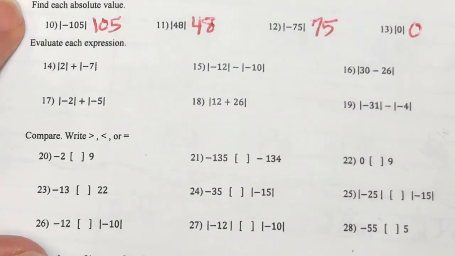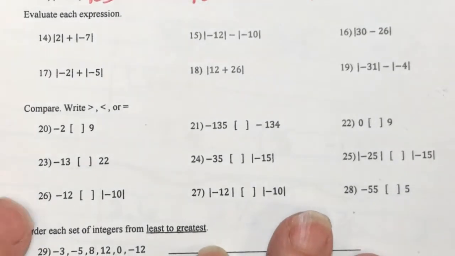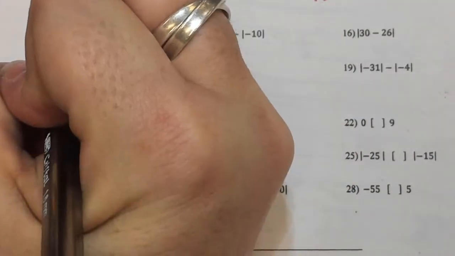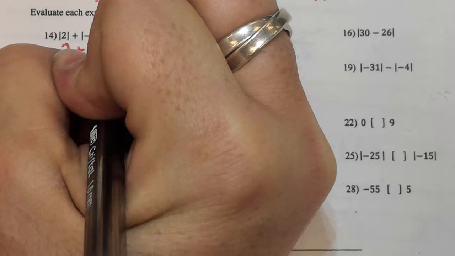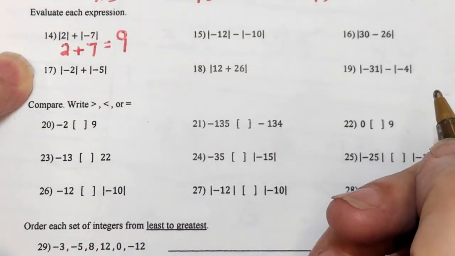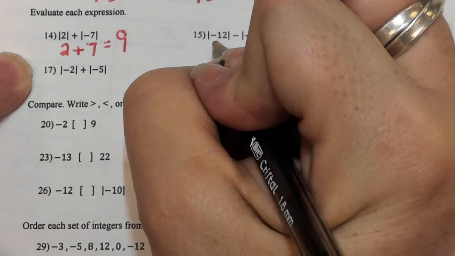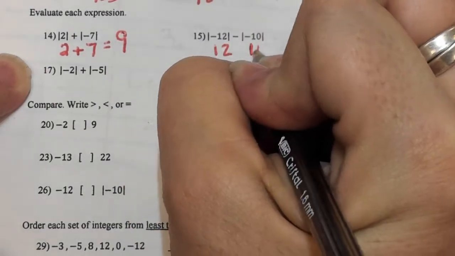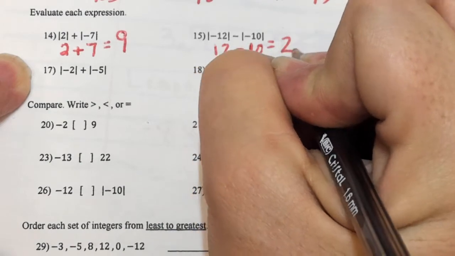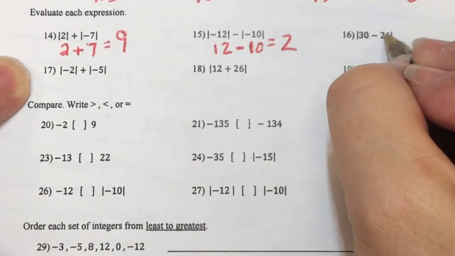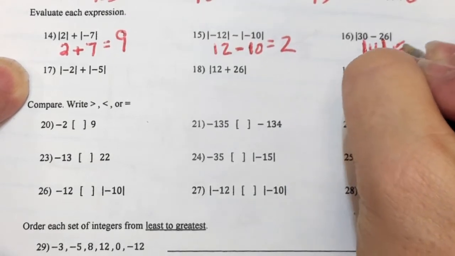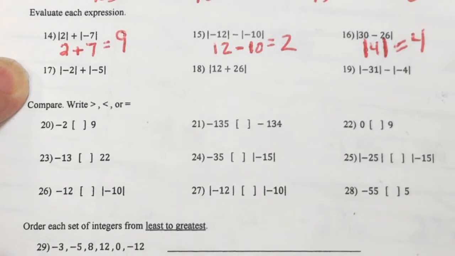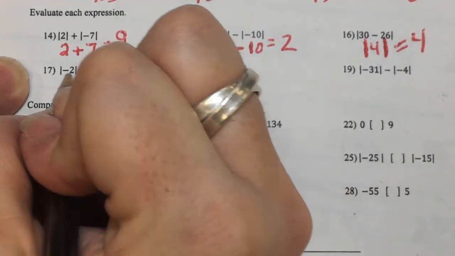Okay. On the next one, I personally would write out the math problem before I jumped on an answer. But, okay, absolute value of 2 is 2. Absolute value of negative 7 is 7. 7 plus 2, 9. Okay. Negative 12 absolute value is 12. 10. What's 12 minus 10? 2. 30 minus 26 is 4. But the absolute value of 4 is 4. Everybody good so far? Trying to go fast so you're not getting too bored.